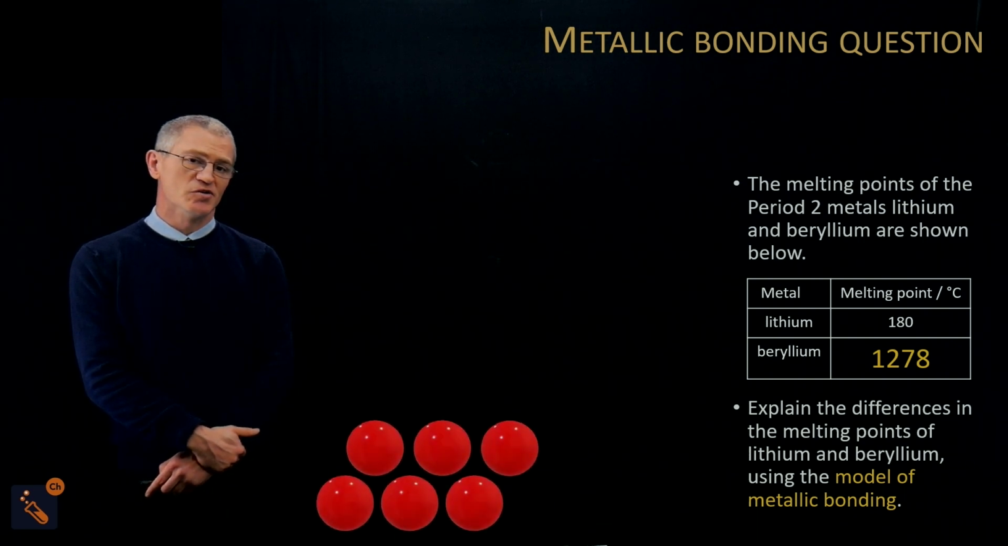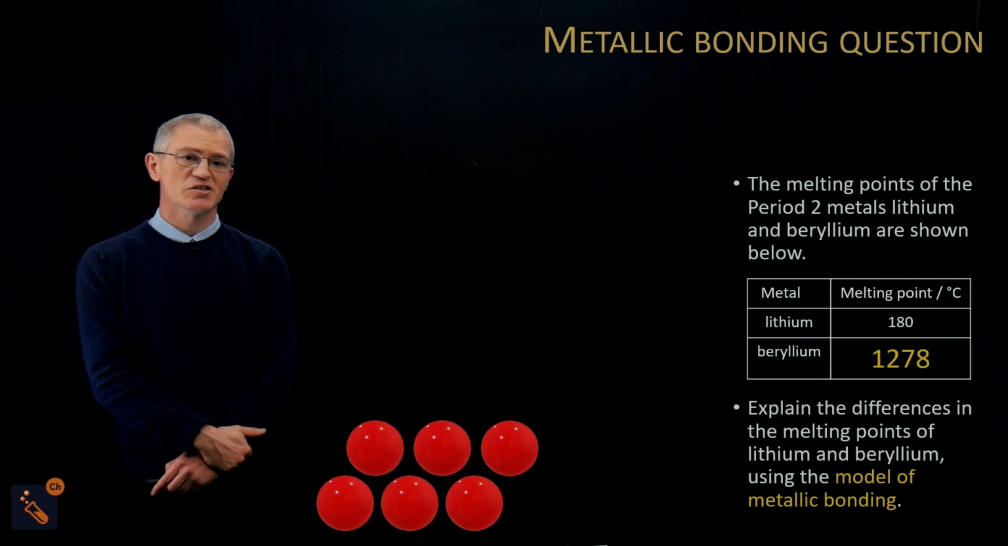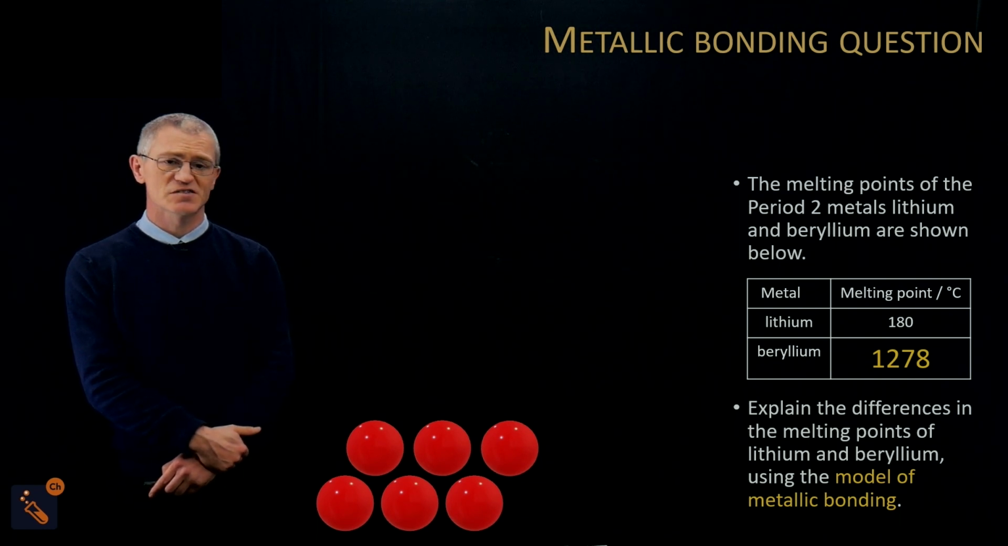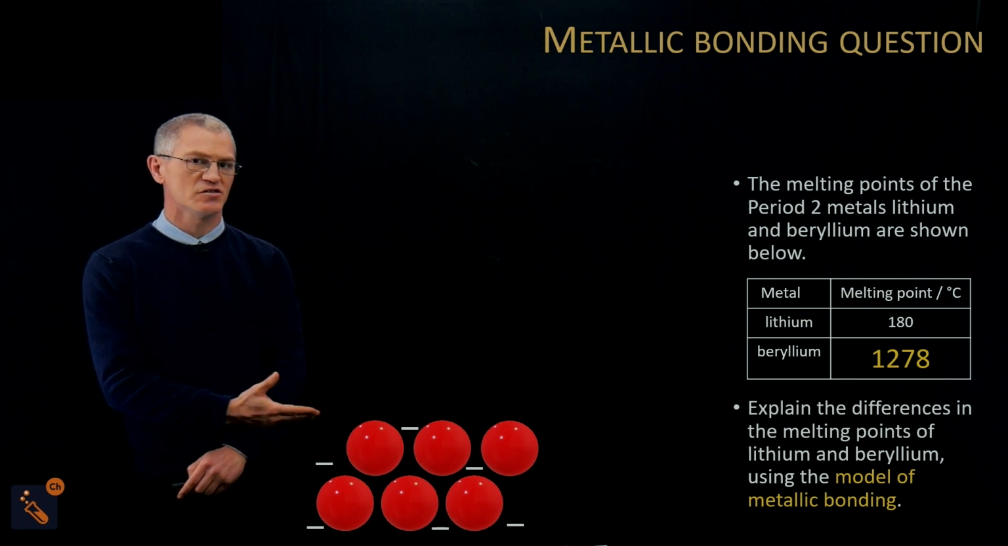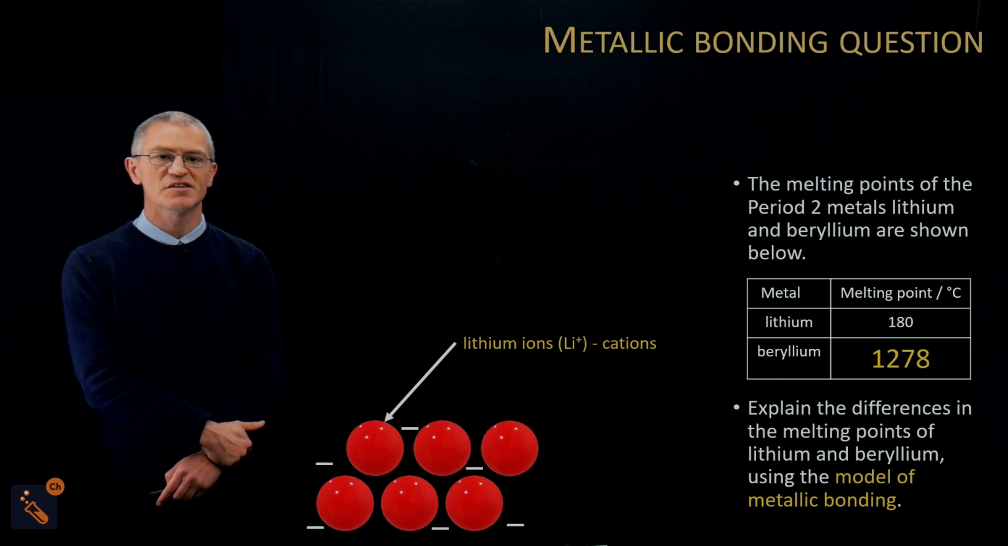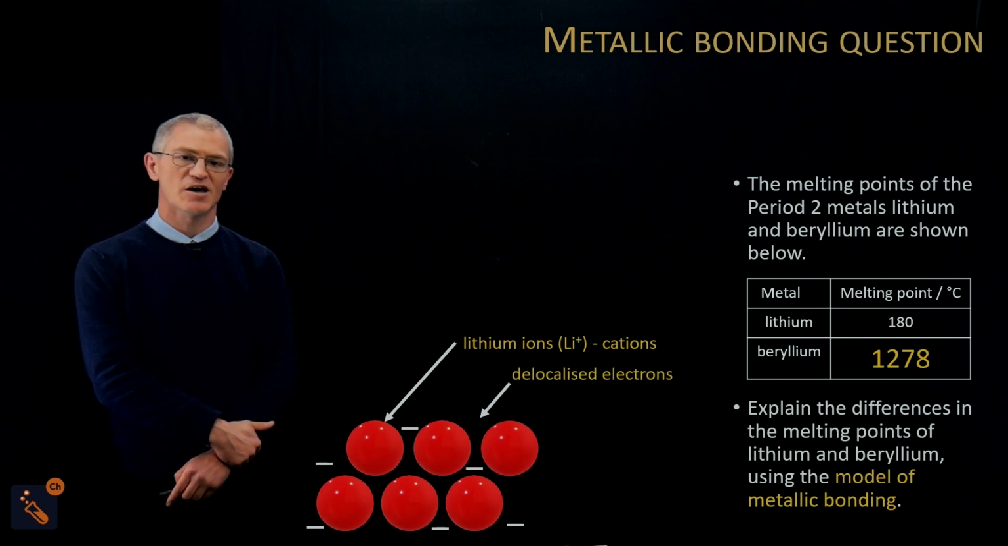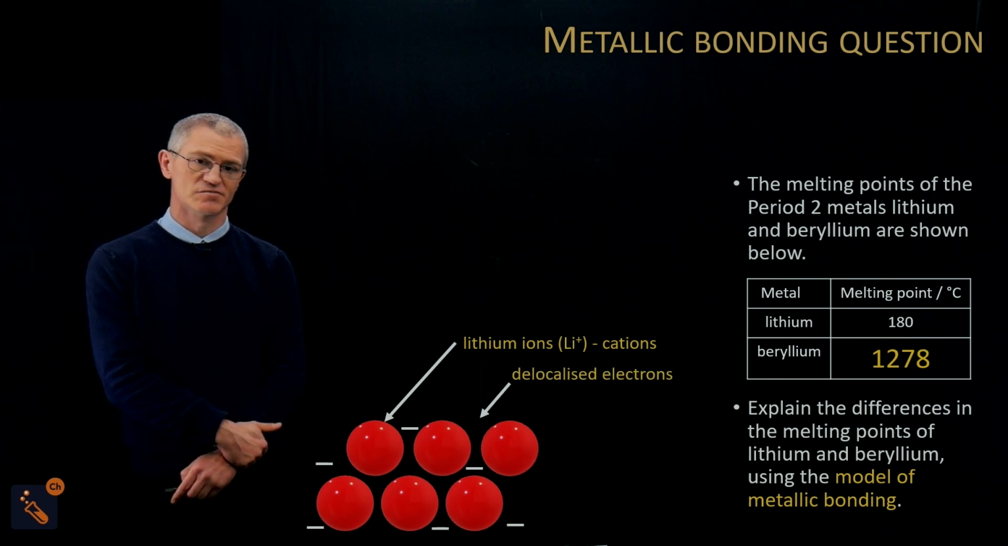So if we bring up our model, which we did before, this time we're going to do lithium. Lithium loses one electron, and therefore let's put one of our electrons on each one. Okay, and this is a picture, not a diagram, so this is not mark-worthy, so let's make it into a diagram. We've got our lithium ions, Li+, and we've got our delocalized electrons.